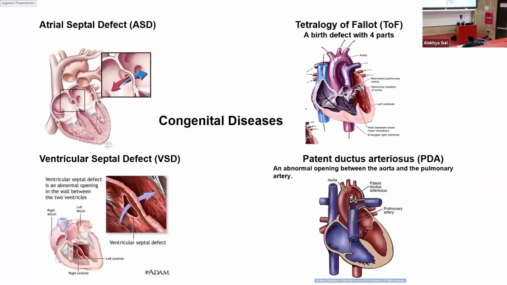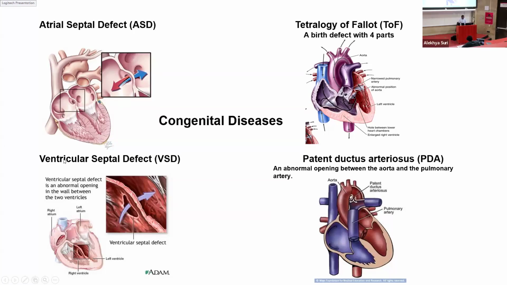Okay, so we'll see some examples of the congenital diseases. The first one is atrial septal defect. From the name itself, we know what it is. There is a defect in the atrial septum. So there is a miscommunication. I mean, there is a hole in the atrial septum. So the blood will pass between the left and right part of the atrium. So that causes a hypertrophy.